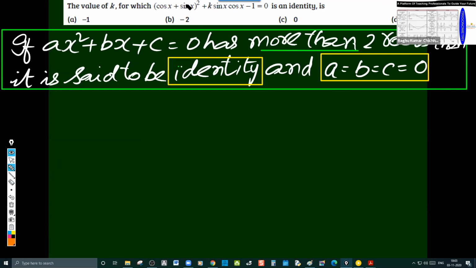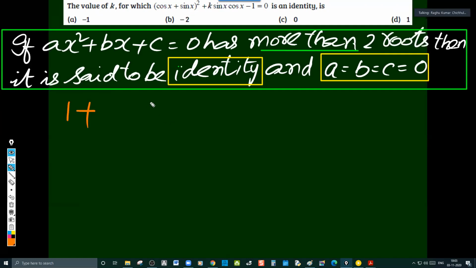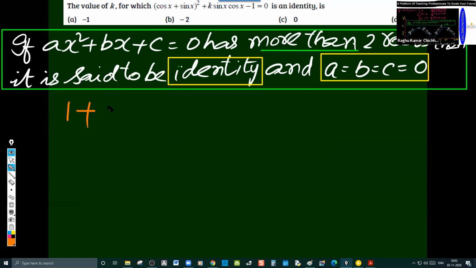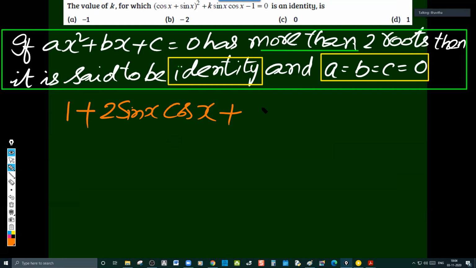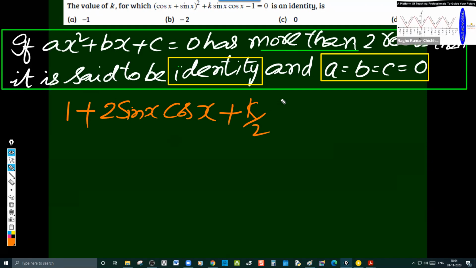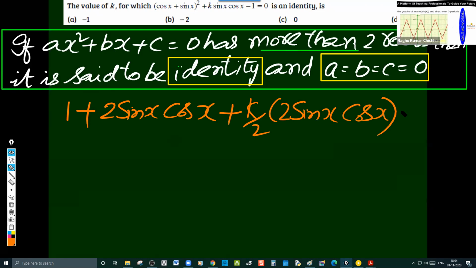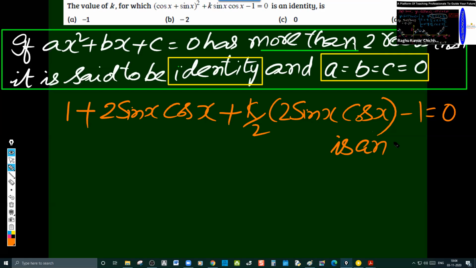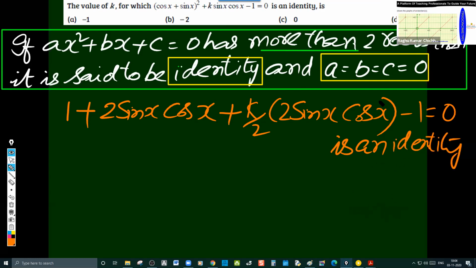Now, let me write this. Come on, tell me (cos x + sin x)^2 in the expanded form. If you understand, I'll write direct step. cos^2 x + sin^2 x, I'm writing it as 1, plus 2 cos x sin x, plus k/2 into 2 sin x cos x, minus 1 is equal to 0. Don't forget that it is given to be an identity. This is an important point to be noted.